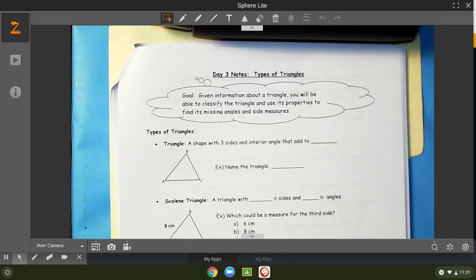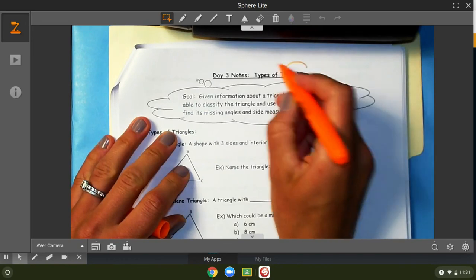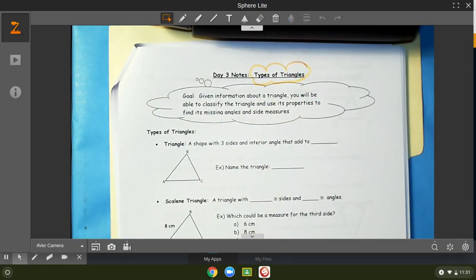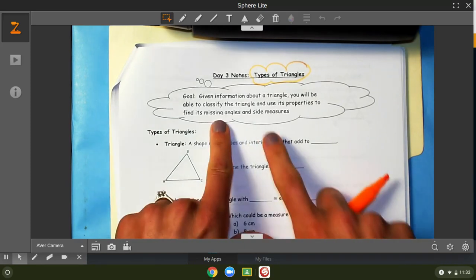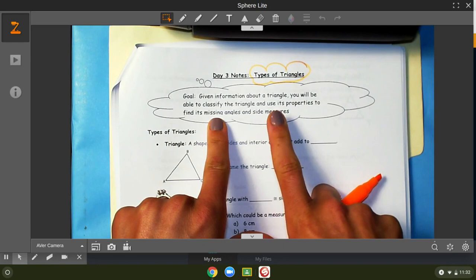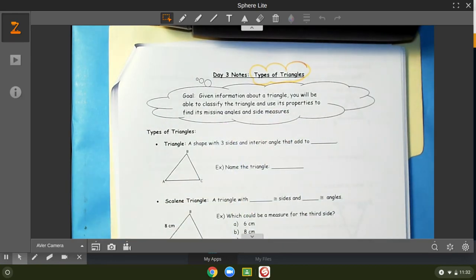All right, so day 3 notes. Today we're going to be talking about all the different types of triangles. Our goal for today: given information about a triangle, you will be able to classify the triangle and use its properties to find its missing angles and missing sides. We're going to start out pretty basic, and by the end of today's lesson, you're going to be having word problems where you have to draw your own picture and then use the triangles to find missing angles and missing sides. All right, so jumping right into it.